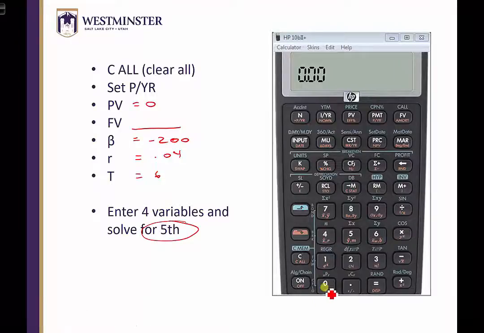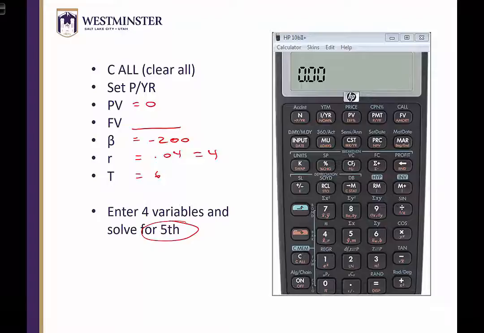If I said 0 present value and negative, so I press the plus minus button, I change the sign, negative 200, and that's going to be payment. And then my rate or interest divided by year of 0.04, which the calculator wants to see as 4, because it thinks of it as a whole percentage. So 4, I/YR.